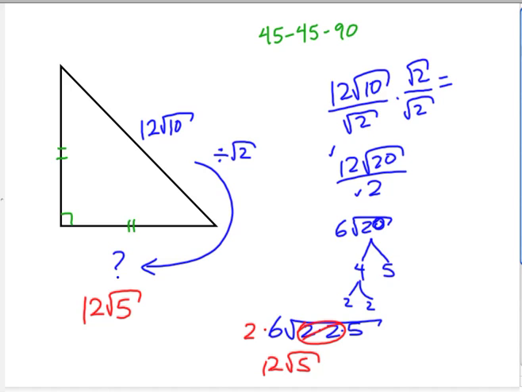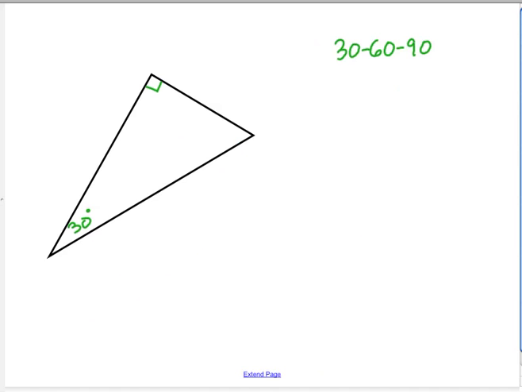And like I said, we've done that before. And 30, 60, 90 triangles is the investigation that you just did Tuesday. So if this is 90 degrees, and this is 30 right here, well, we know that 90 plus 30 is 120. We know a triangle has 180, so subtract 120. We're left with 60. We know that has to be a 60-degree angle. And so we have a special triangle, which is a 30, 60, 90 triangle.